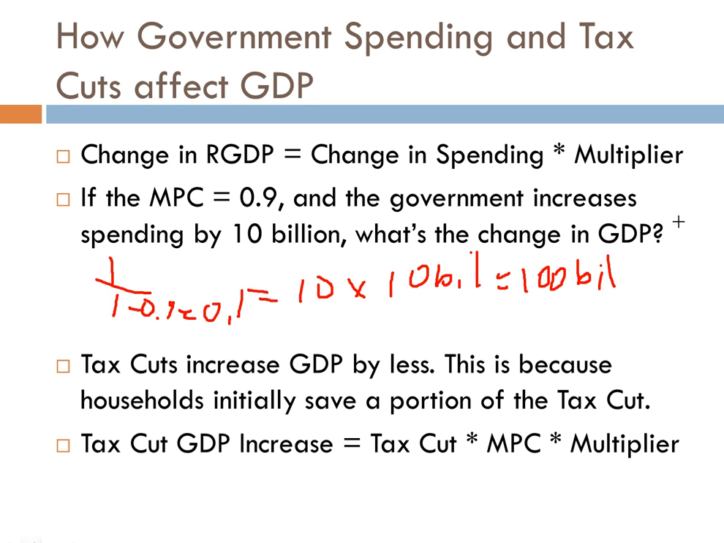So the marginal propensity to consume is 0.9. People are going to save 1 billion and they're only going to spend 9 billion. And so that 10 billion tax cut will actually only turn out to be a 90 billion GDP increase because of the way people will save money. There's a formula here. The tax cut GDP increase is equal to the tax cut times the marginal propensity to consume. And this will give you how much money they actually spend. And then you multiply with the multiplier to find out how much the money bounces around between people.